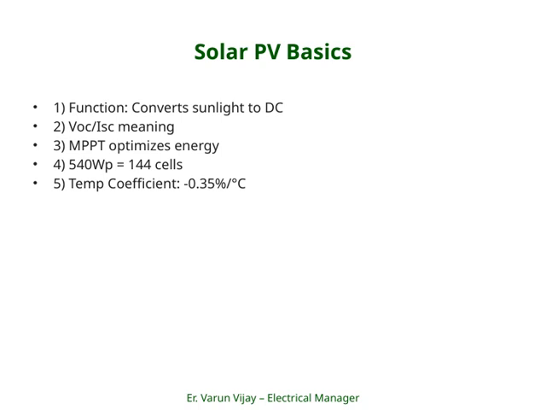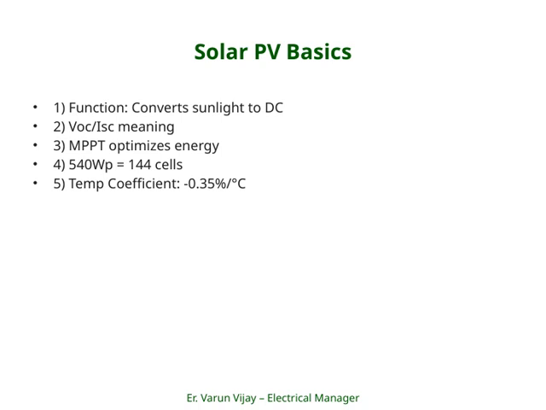Moving on, MPPT, or maximum power point tracking, plays a crucial role in optimizing energy extraction. It ensures that the system operates at the point where it produces the maximum possible power, especially as sunlight conditions change throughout the day. Now, regarding the panel capacity, a 540 WP panel typically consists of 144 cells. The WP stands for watt peak, indicating its maximum power output under standard test conditions. Knowing the number of cells helps in understanding the panel's size and efficiency.